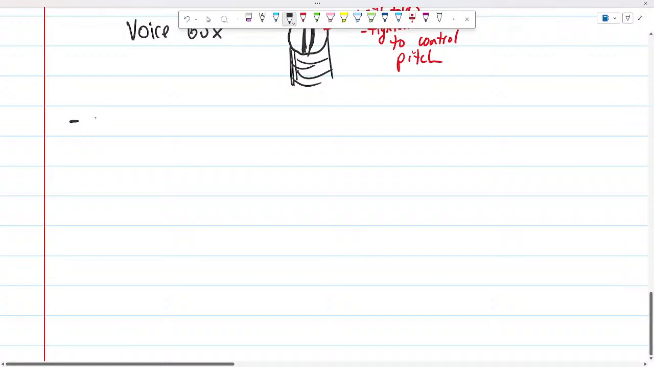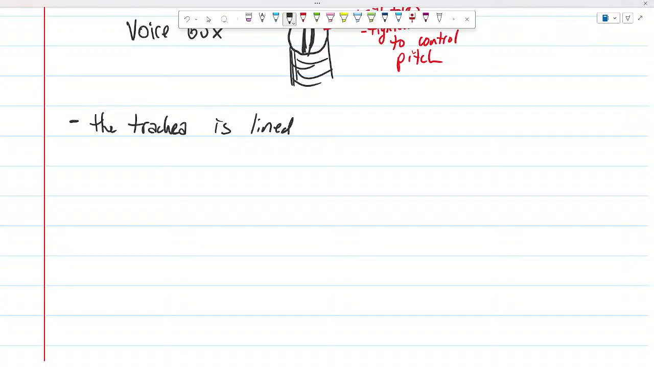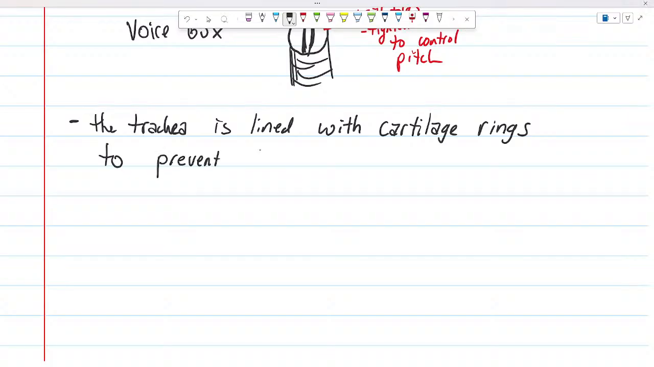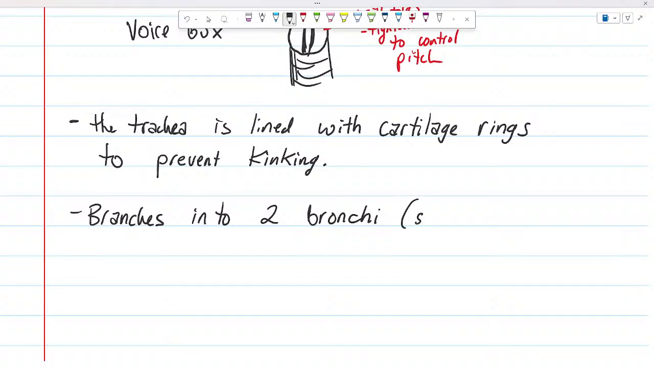So now, the trachea is lined with cartilage rings to prevent kinking shut. It branches into two bronchi, the singular of which is bronchus.